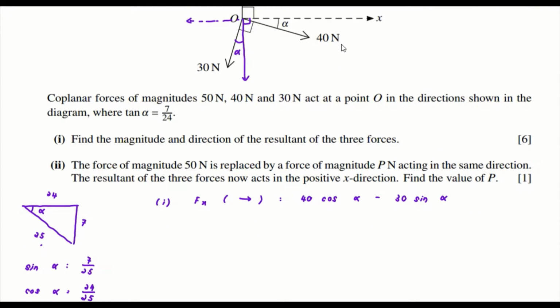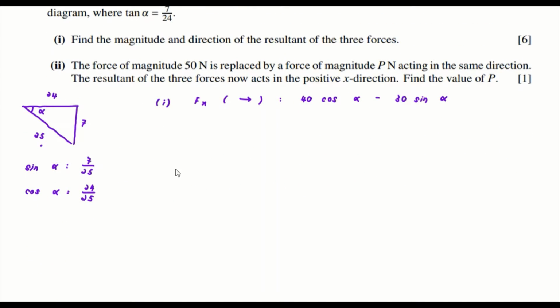After I do this, I can substitute the numbers that I have over here already. So equal to 40 times cos alpha, which is 24 over 25, and then minus 30 times sine alpha, which is 7 over 25. By using a calculator, you'll be able to get exactly 30 Newton.